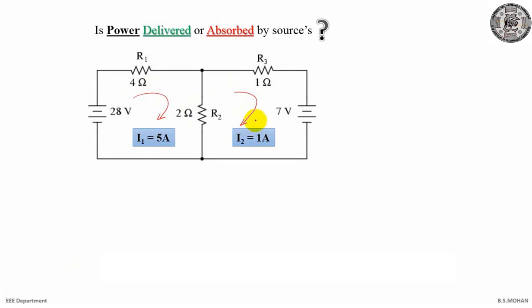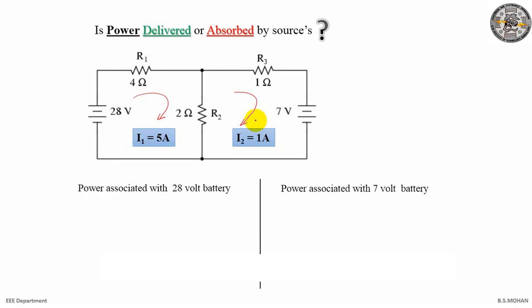Now we know the three formulas for power: I square into R, or V square by R, and the last one V into I. So let us see how do we find power associated with the 28 volt battery, followed by power associated with the 7 volt battery. Now we'll use the formula V into I, but you can see I've highlighted here a parenthesis also in between V and I. So let's try to understand what exactly is that.